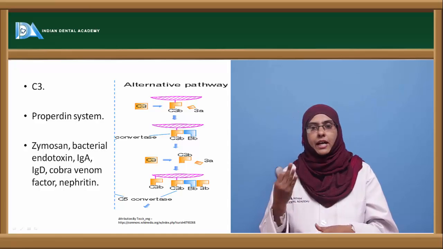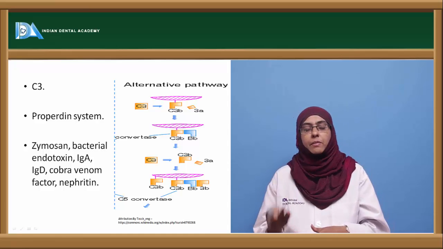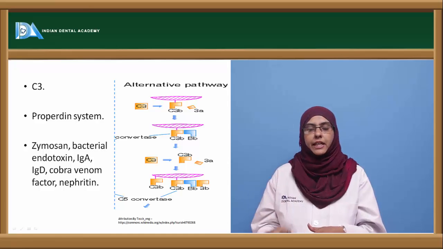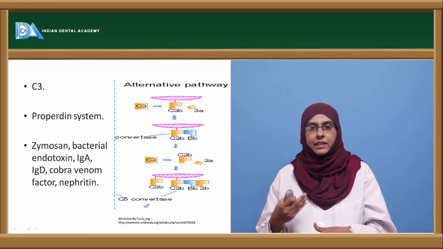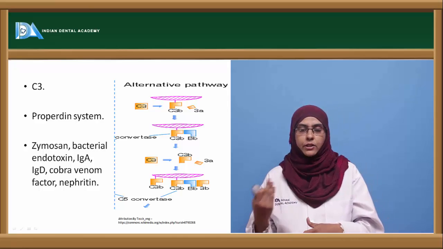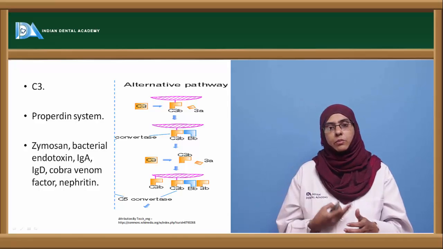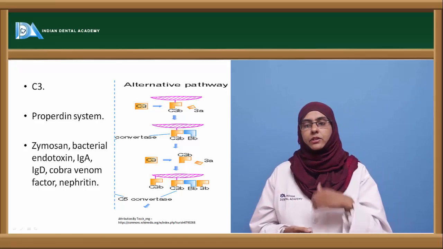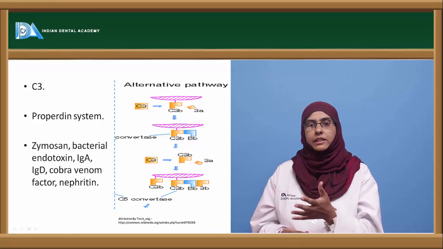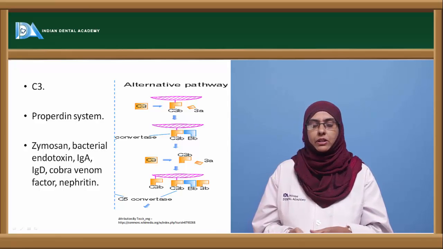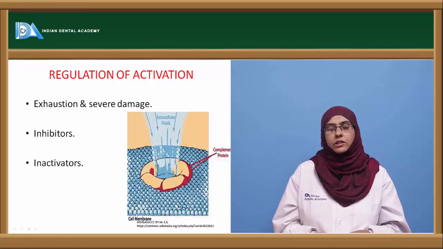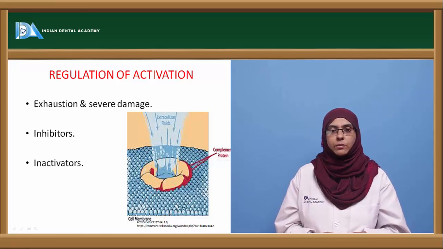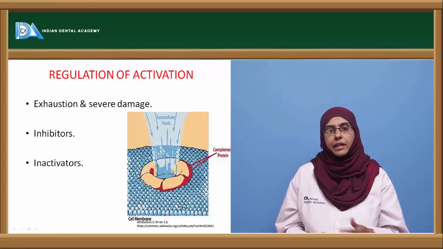That is, C5b activates C6 to form an enzyme. C5b, 6, 7 activates C8, C5b, 6, 7, 8 activates C9, and about 10 to 12 C9 proteins usually join the bacterial surface of the organism, which brings about the lysis of the organism. Now there should be a regulation, as I told you, because it is working in an enzymatic cascade.